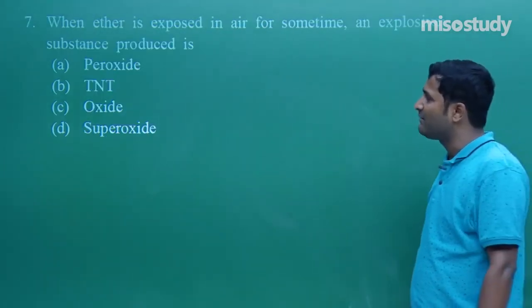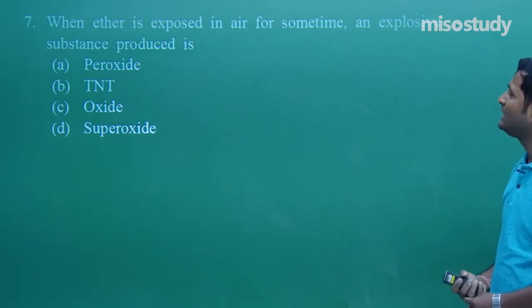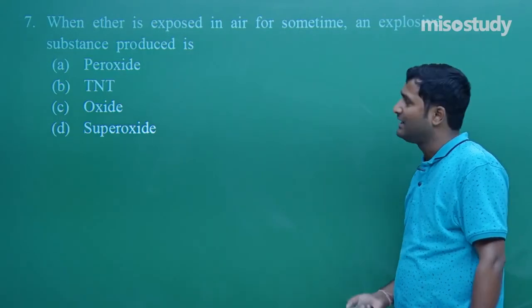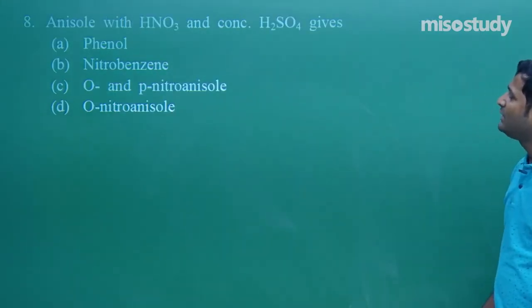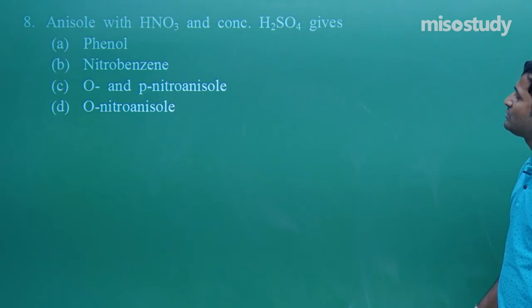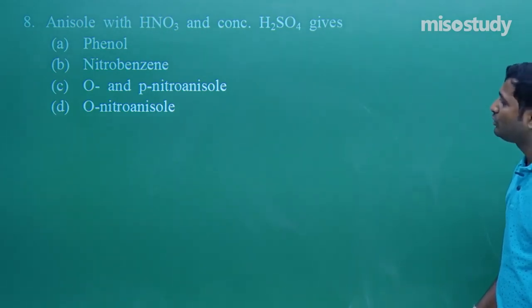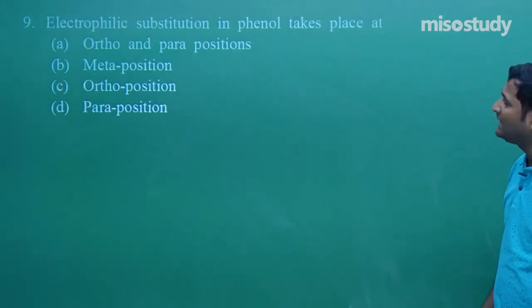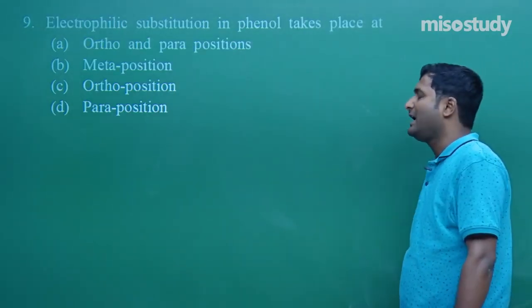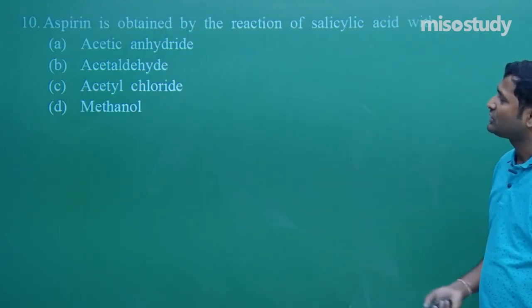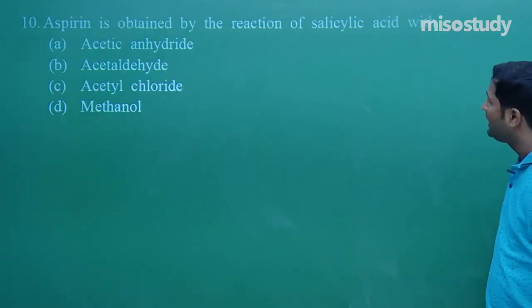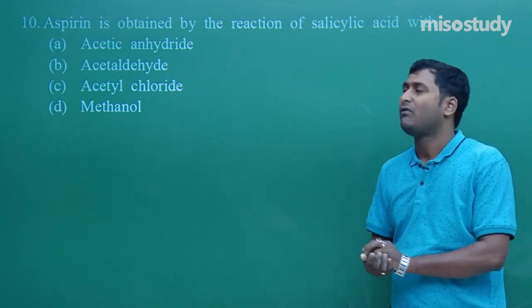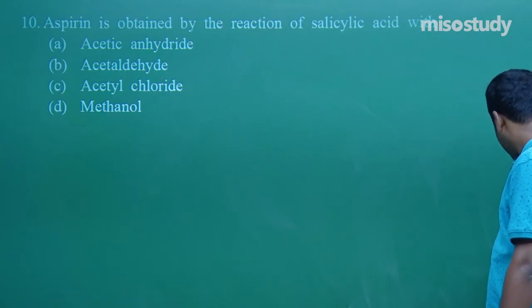Now for question number 7, what? When ether is exposed to air for some time, an explosive substance produced is peroxide, that is A option. Anisole with HNO3 and concentrated H2SO4 gives you ortho and para nitroanisole. Clear? For question number 9, ortho and para position, A is the correct option. Now for question number 10, aspirin is obtained by the reaction of salicylic acid with acetic anhydride. For question number 10, A is the correct option.